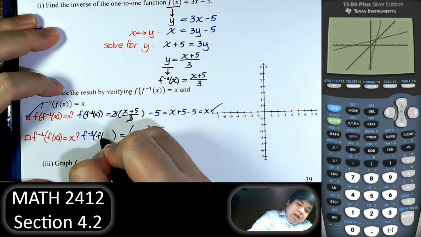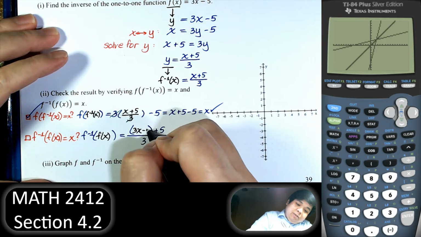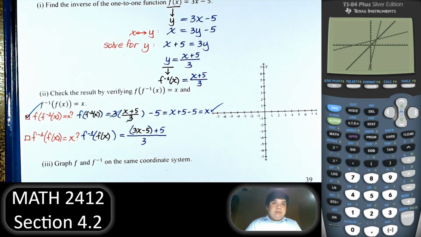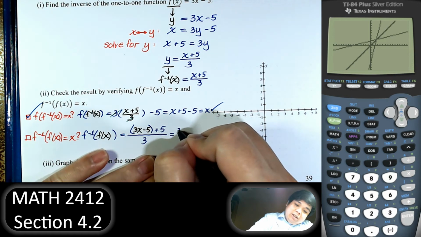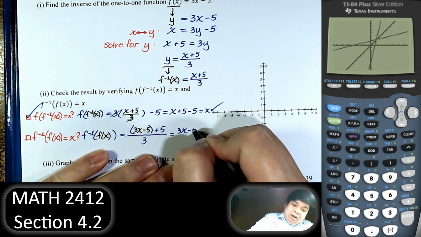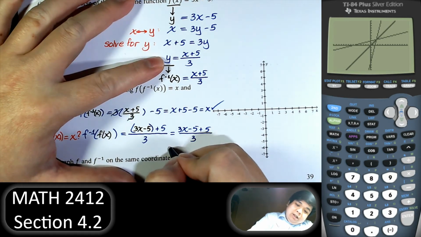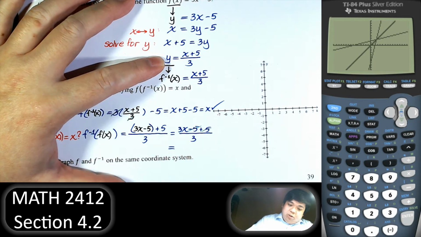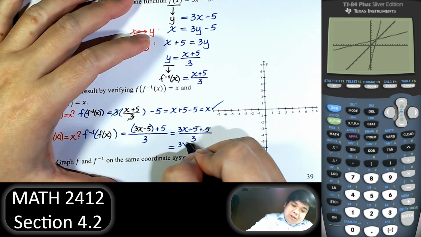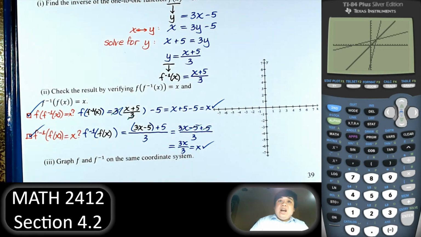Now if we put f of x here, f of x is 3x minus 5. So we do that, we have 3x minus 5 plus 5 over 3, and negative 5 plus 5 cancel out, 3x over 3 is x. So that checks. So indeed they are inverse of each other. And finally by the graph we can confirm them.